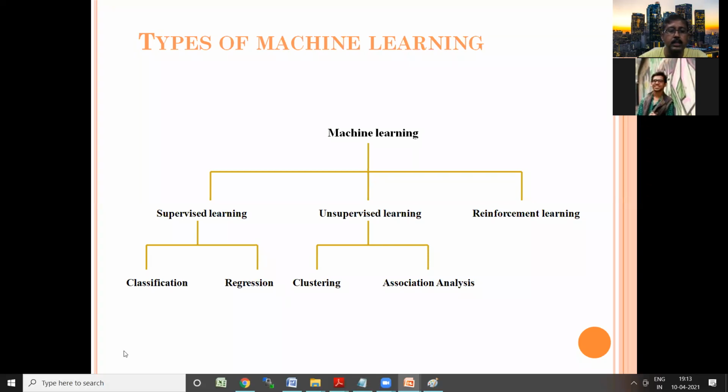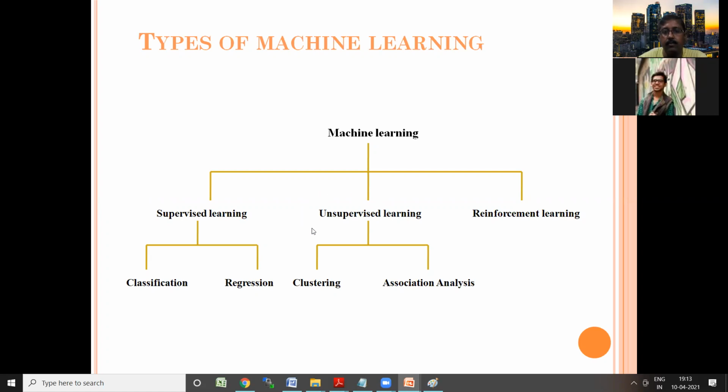These three forms of human learning are replicated in machine learning also. How? The first type, where we use the past experience directly to solve the learning problem, is known as supervised learning. There are further subdivisions of supervised learning called classification and regression. We are not going to focus on these things because that is not the intent of this session.